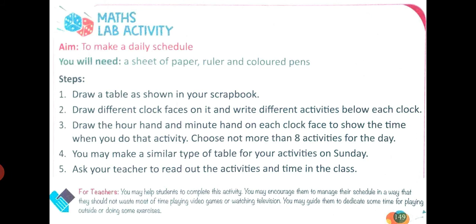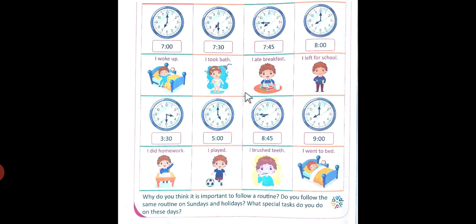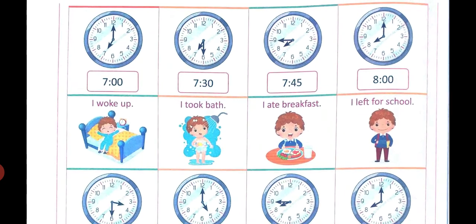So let's see the maths activity. See, this is a very good thing for you. 7 o'clock, you can see the time. The hour hand is on 7 and the minute hand is on 12. 7 o'clock, I woke up. 7:30, the hour hand is on 7 and the minute hand is on 6. So 7:30, I took bath.